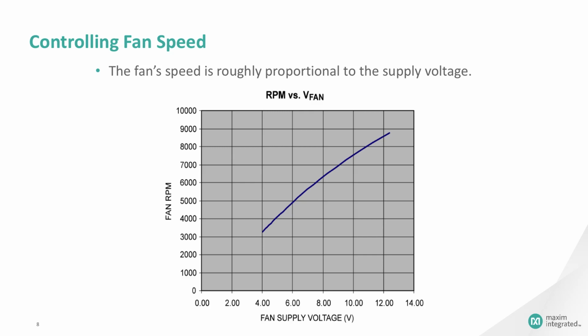Instead, the speed of these fans must be controlled by modifying the supply voltage applied to the fans. If you vary a fan's power supply voltage, the fan speed will vary. This figure shows fan RPM versus fan power supply voltage for a typical low-cost 12-volt fan. The fan speed in this example is roughly proportional to the supply voltage.